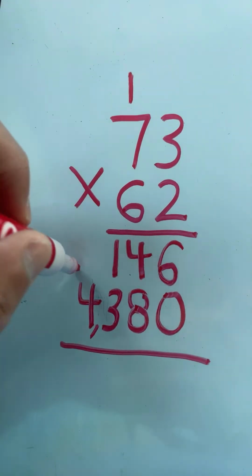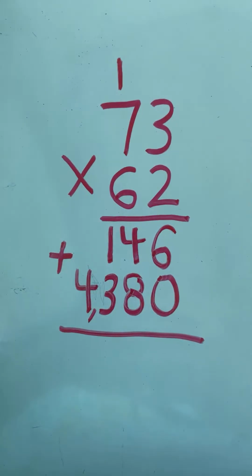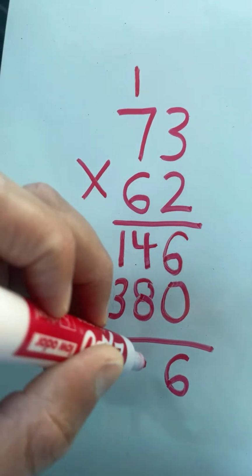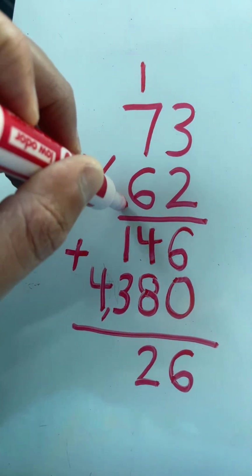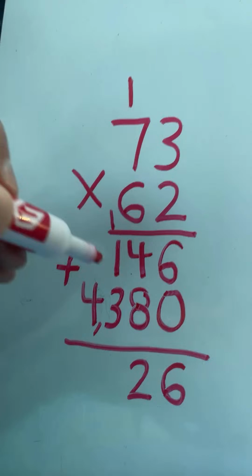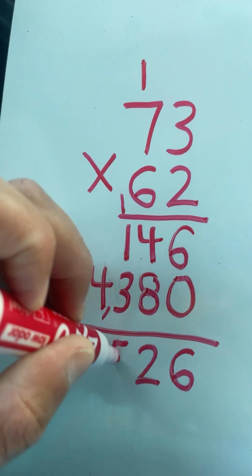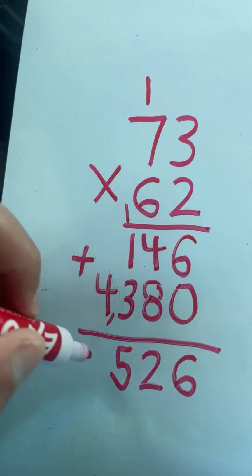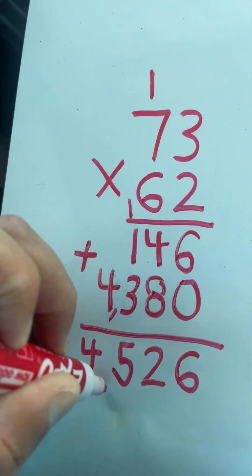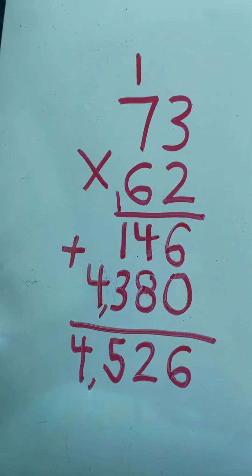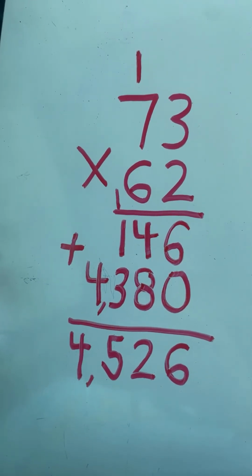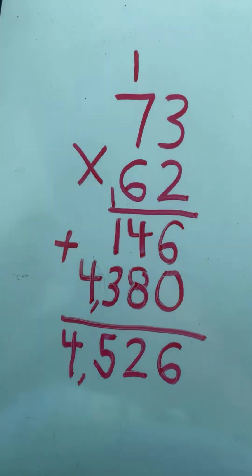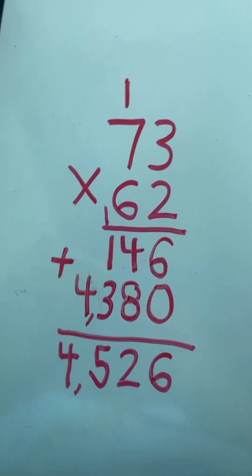Now to get our final answer, we have to add these two numbers together. 6 plus 0 equals 6. 4 plus 8 equals 12. 2, carry the 1. 1 plus 1 plus 3 equals 5. 0 plus 4 equals 4. And we have our final answer. 73 times 62 equals 4,526.